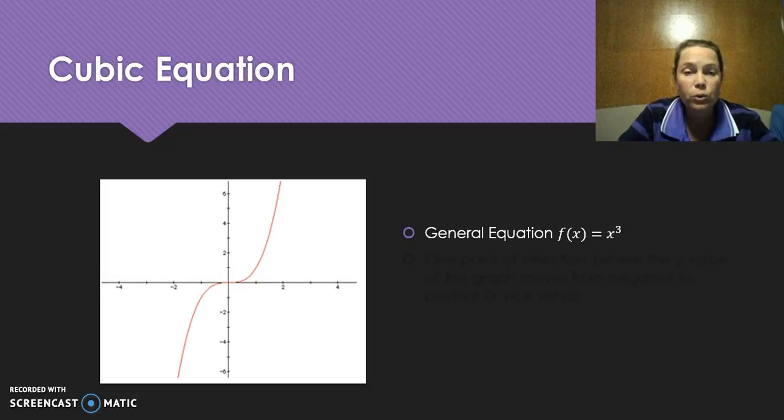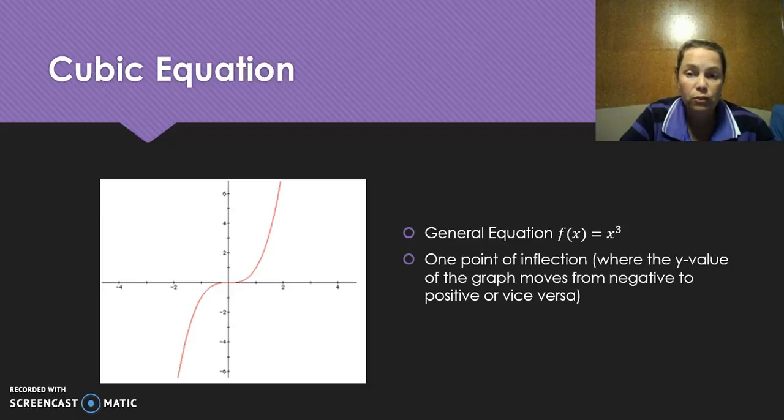Then we have something called the point of inflection. That's where our graph changes from having a negative coordinate to positive. So when x equals 0, y will equal 0, so it goes through the origin. And when x is equal to +1, y will equal +1. When x equals +2, y will equal +8. So we have that curve that's there.